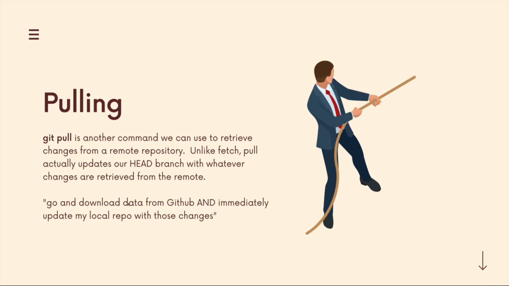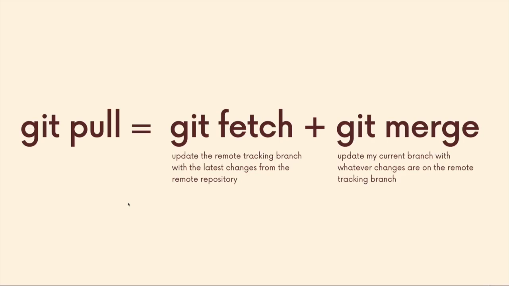So think of it as, okay, Git, go and download the latest commits from GitHub and immediately update my working directory with those changes. You can kind of think of it as a git fetch plus a git merge. So fetch in the sense that we are updating the remote tracking branch with the latest changes from some remote. So go and get the latest changes from origin master or origin main or origin food.